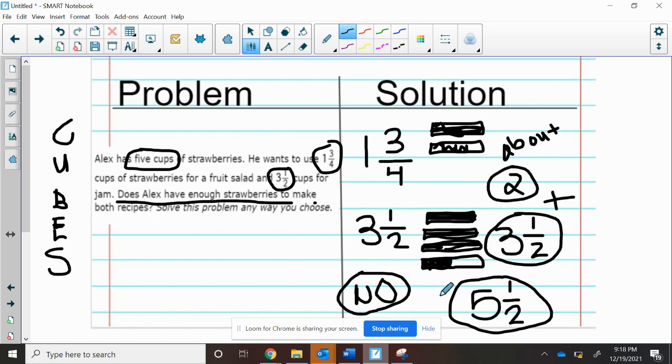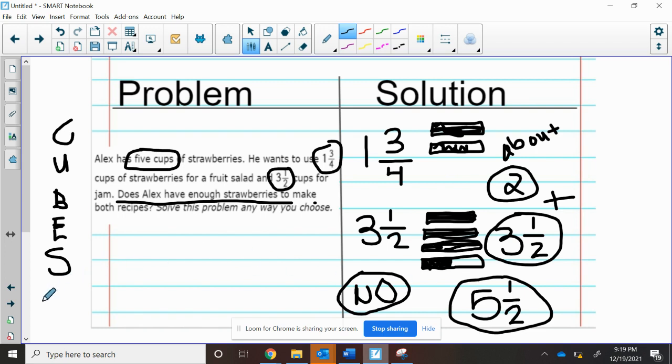If I would have rounded this down, that would have been 3 plus 2, which would have been 5, which would have made me think maybe he had enough. But that 1/2 is really important because he might not have that half a cup that he would need to be able to make that second recipe. So it's really, really important that we are including that half whenever we're solving for this problem.